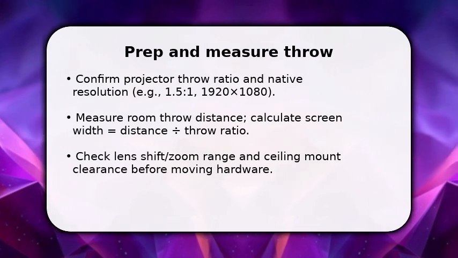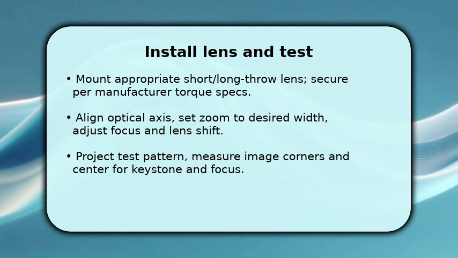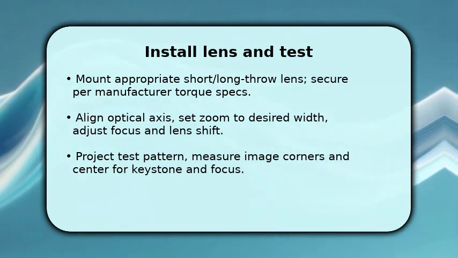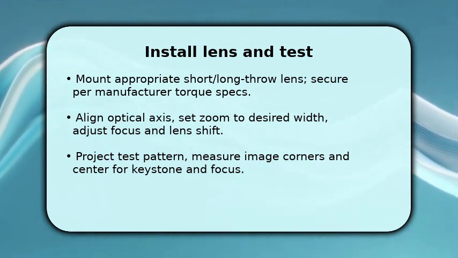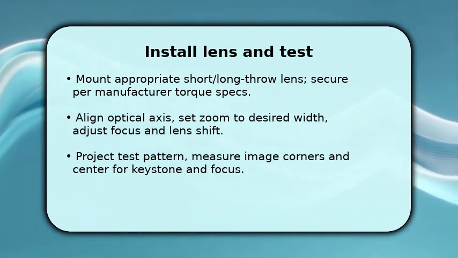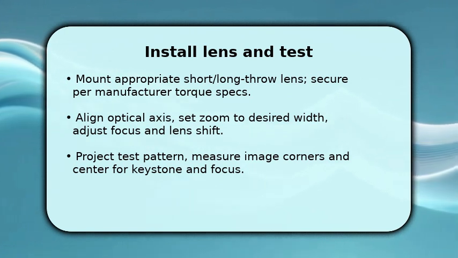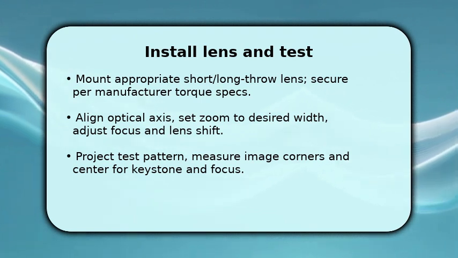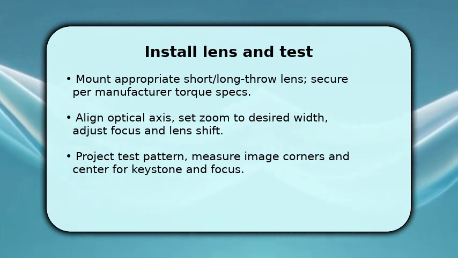You install the selected lens and fasten it correctly, then power the projector and project a high-contrast test pattern. Start with zoom set to the calculated width, adjust focus across the screen, and use lens shift to center the image without keystone whenever possible. Keystone adds blur and softness. Once aligned, systematically check focus at the center and all four corners, making small mechanical adjustments for uniform sharpness. If edges are soft, back off.